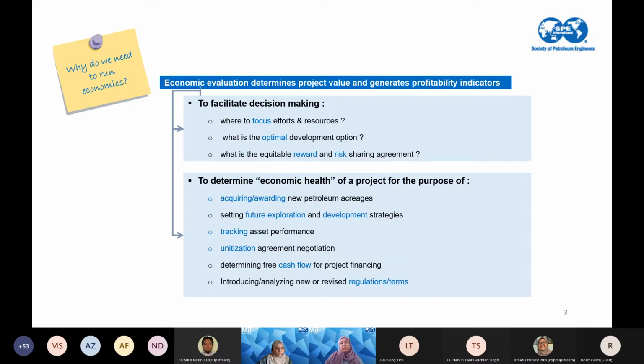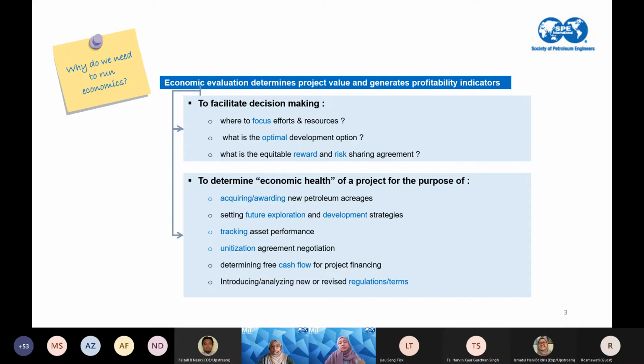Therefore, economic evaluation determines the project value. And from this project value, we can figure out how profitable a project is. So economics is required to facilitate decision making, where to focus efforts, what is the most optimal development plan, for example, or development option. And if you're thinking about farming into a new block or exploring a new country or a new area, you want to ascertain whether you have sufficient risk versus reward, right? You take on risk for exploration. Do you have sufficient reward insofar as what you take home?